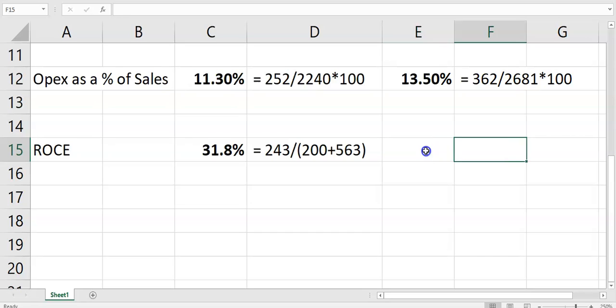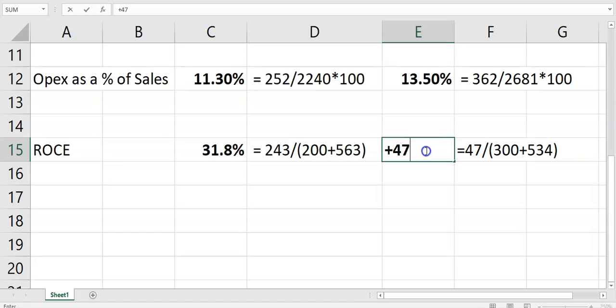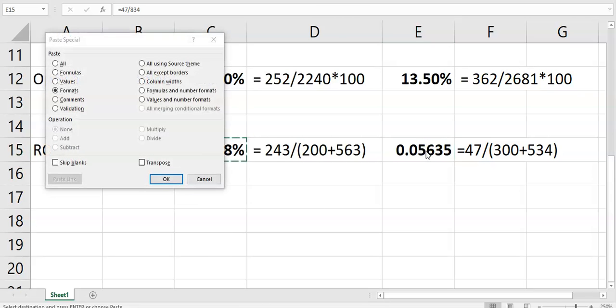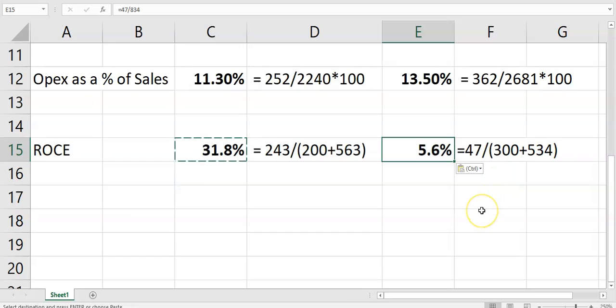However, for 2012, our operating profit before interest and tax has fallen, but our debt has gone up, which means our capital employed has gone up, and equity has fallen slightly. So that's 447 over 834, which is just above 5%, 5.6%. Again, that's a significant drop year on year, and certainly shareholders will not be happy with that.